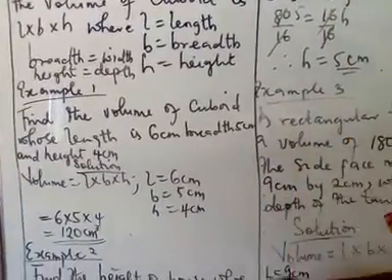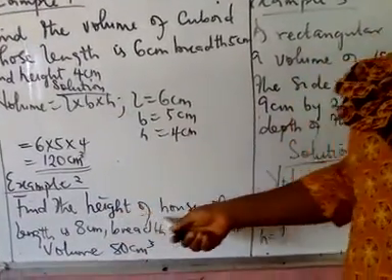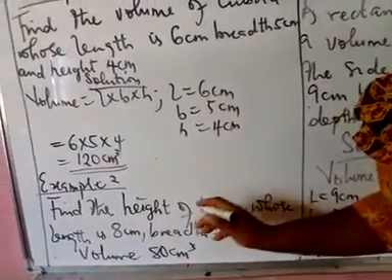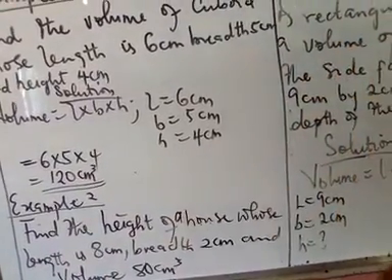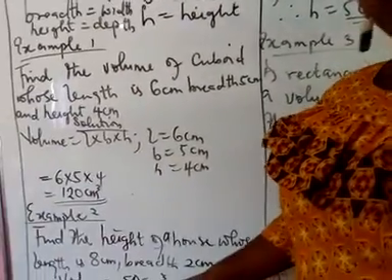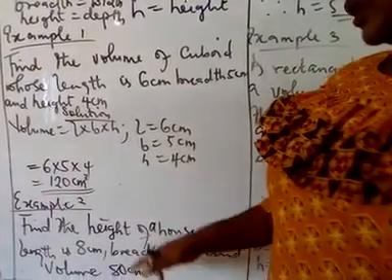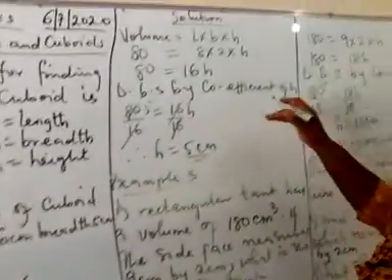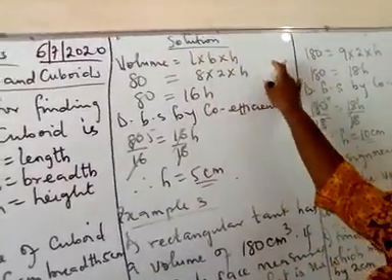Second example. When you look at this one, we have to find the height, no longer the volume. Find the height of a cuboid whose length is 8 cm, breadth 2 cm, and volume 80 centimeter cubed. When you look at this question, we've been given the volume. We are given the length, we are given the breadth, we are not given the height. So we are looking for the height. You quote your formula as usual.